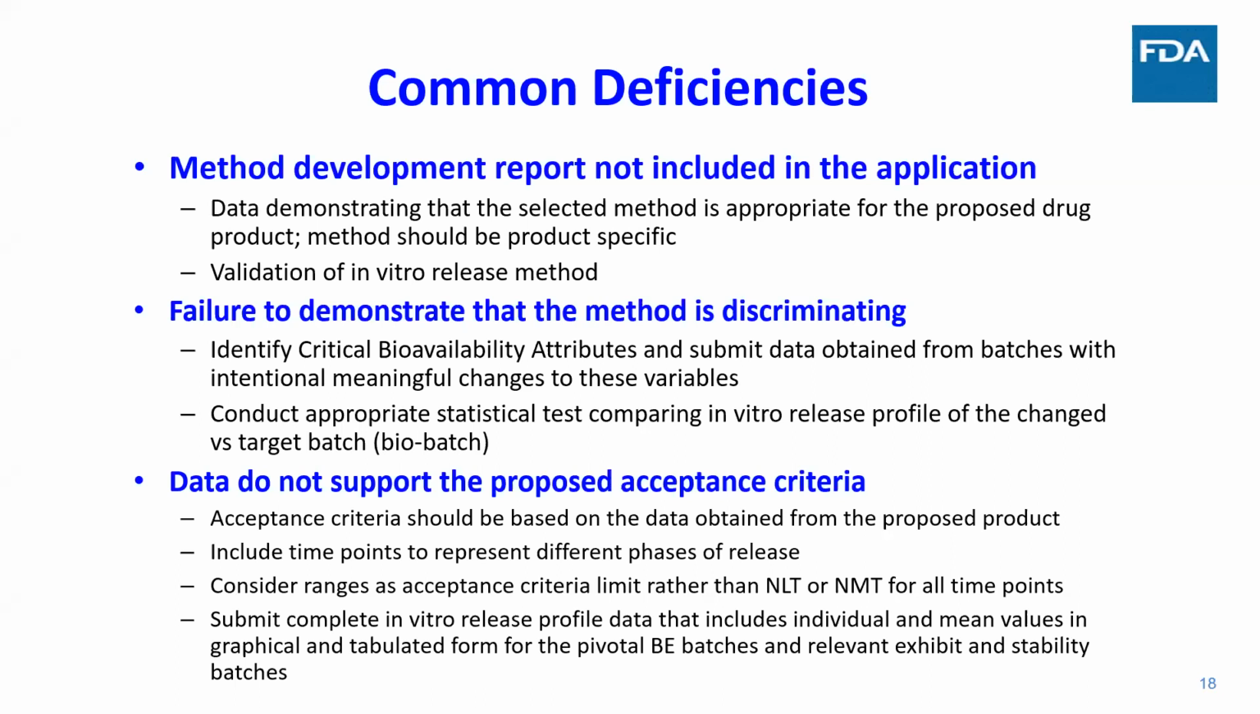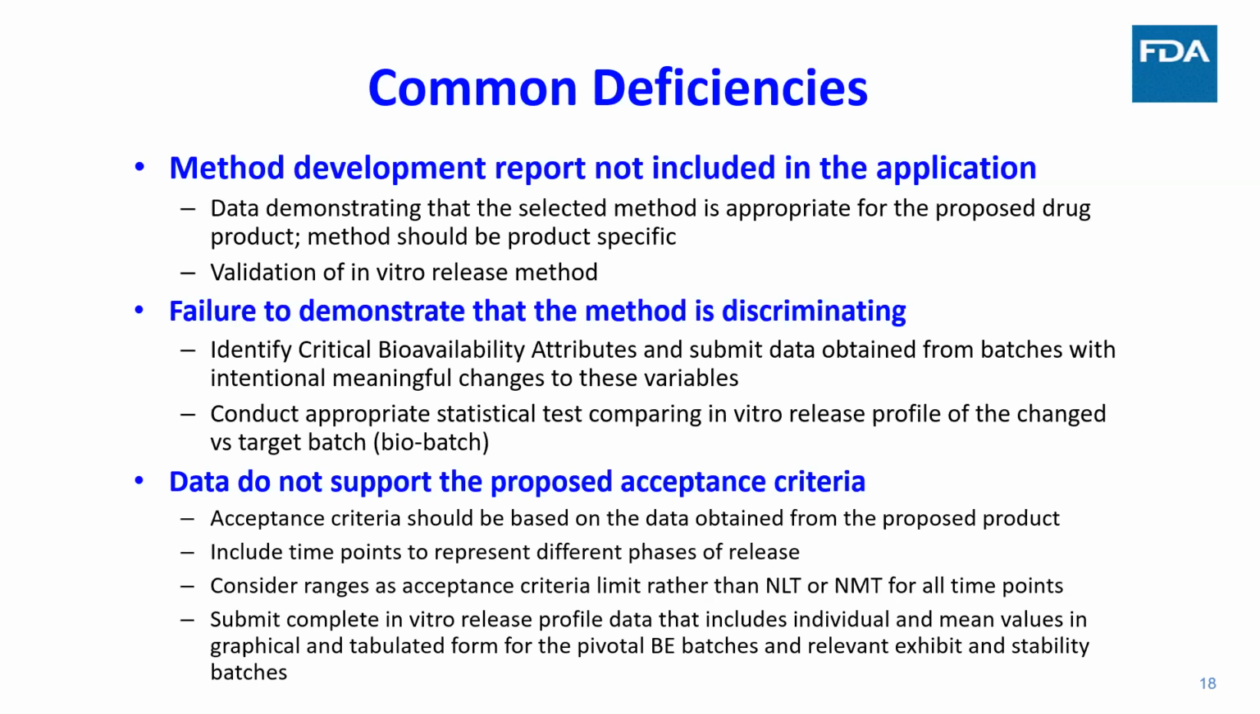Now, here are some common deficiencies in the applications. The method development report is not included. A method development report with data demonstrating that the selected test is appropriate for the proposed drug product should be submitted. And methods should be product specific. Justification should be provided for selection of each in vitro release test parameter. Also, this point is not mentioned here, but the method development report should also clearly specify the test conditions used at each development phase. And also the detailed validation of the in vitro release method should be submitted.